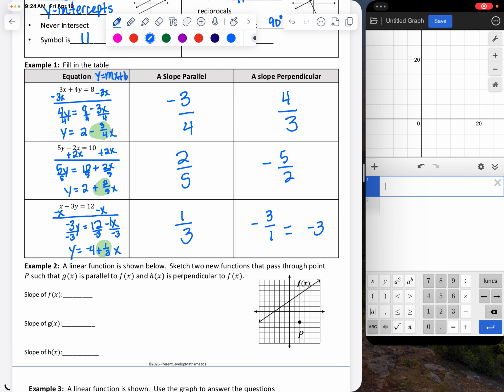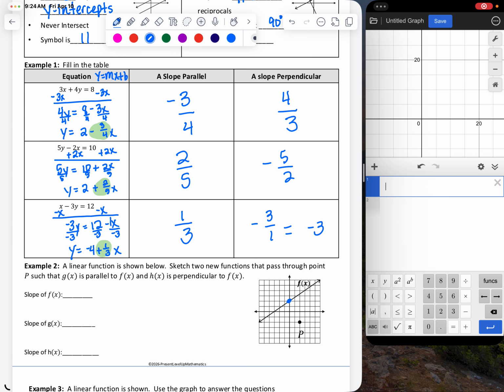All right, so in example 2, a linear function is shown below. Sketch two new functions that pass through the point P such that g of x is parallel to f of x and h of x is perpendicular to f of x. So first of all, we have to find, just like we did in example 1, the slope of the original line. We have to find the slope of this original line.